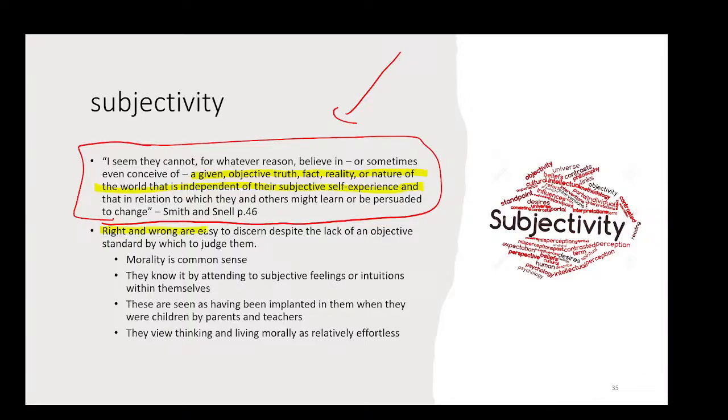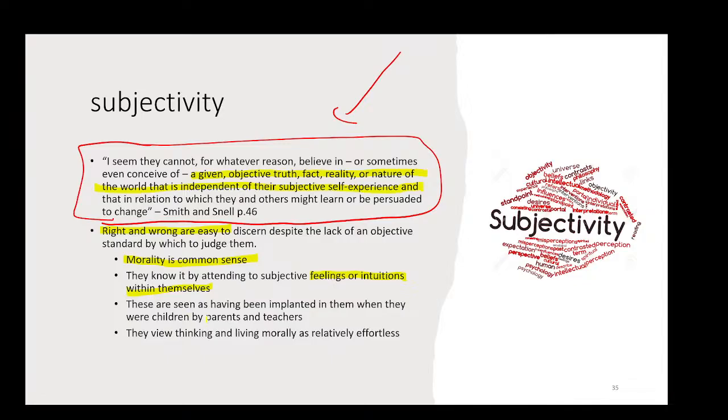Okay, and I love this one. Despite having no sense of objective moral norms, they think morality is really easy, right? Morality is common sense. How do you know what's right or wrong? Well, you know what feels good, right? So you attend to your feelings, and what feels good is probably right.